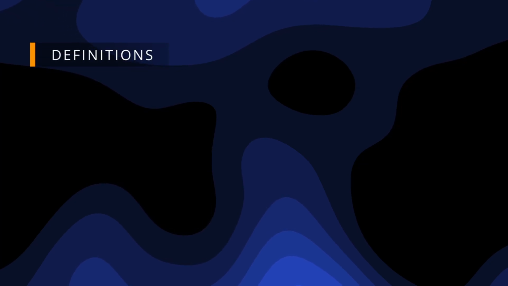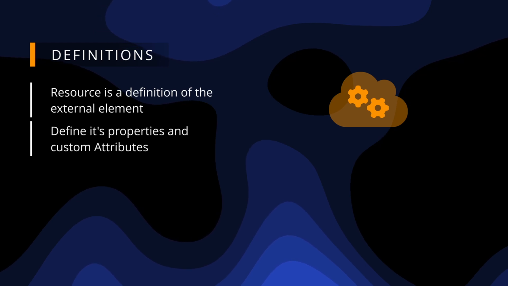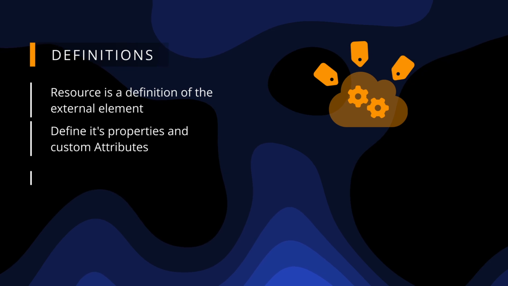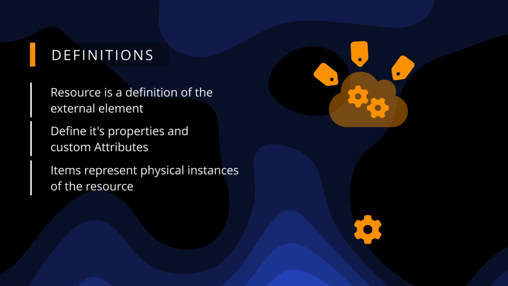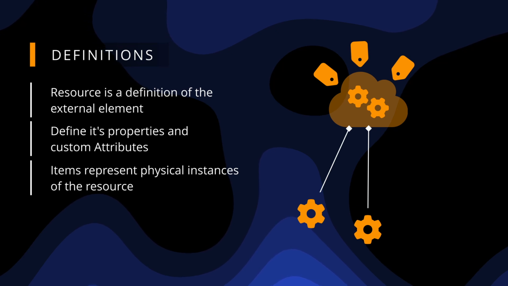Right, let's jump in. In Macenta, resources represent the definition of the external element. When you define a resource, you'll be expected to provide its name, description, type, and custom attributes. The resource items, on the other hand, represent the actual physical instances of the resource.